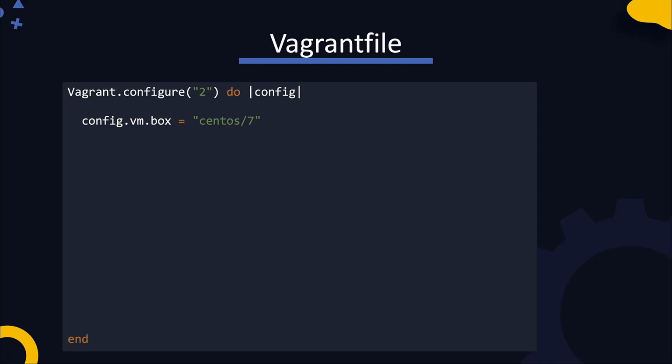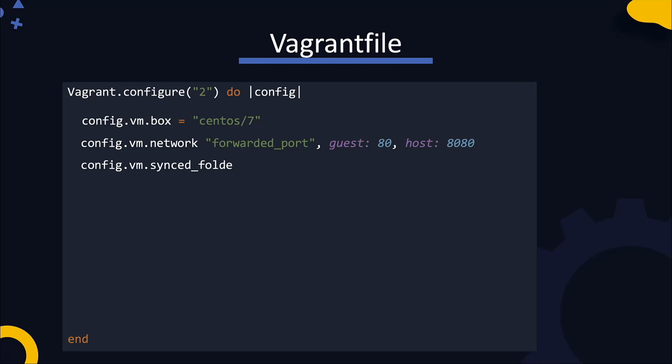And then you can share this file with others, and the VM will boot up exactly the same way, with the same configurations for everyone. For example, you could configure port forwarding here and say port 8080 on the host will be forwarded to port 80 on the guest. Or you could configure a directory to sync between the host and the VM. That way you can easily move files from your host machine to the VM.